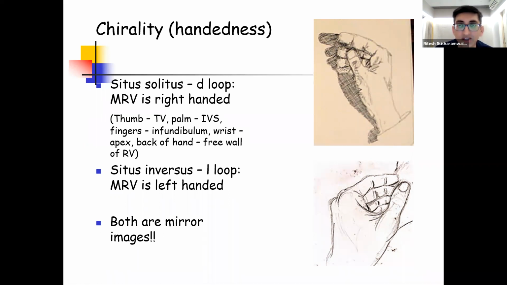So the morphological right ventricle will behave like a right hand in case of situs solitus and D loop, normal heart. But in case of situs inversus, the morphological right ventricle will behave exactly mirror image, opposite, that is our left hand. So the thumb continues to be the tricuspid valve, and the finger continues to be the RV outflow, and this is the inflow, this is the body, and the outflow.